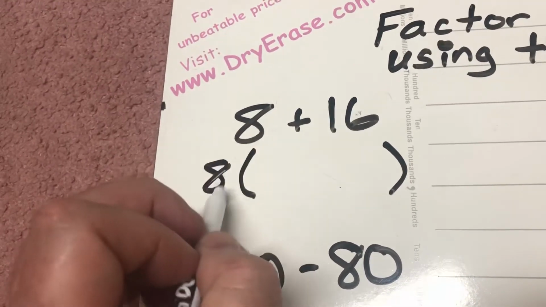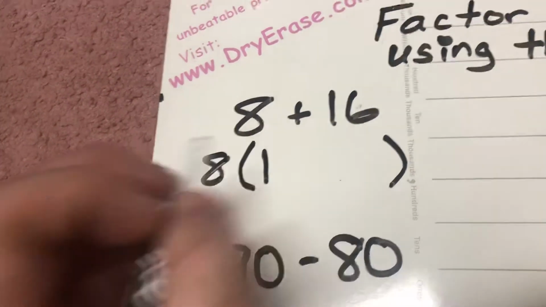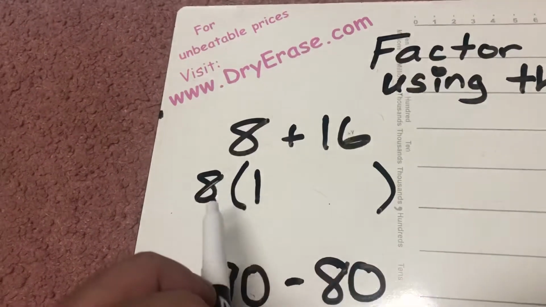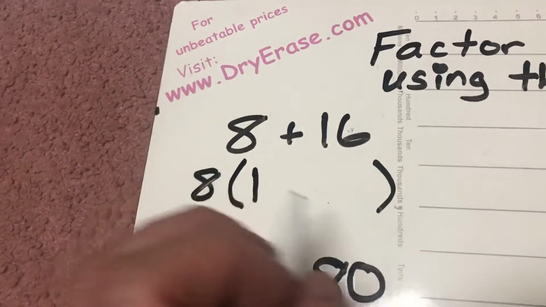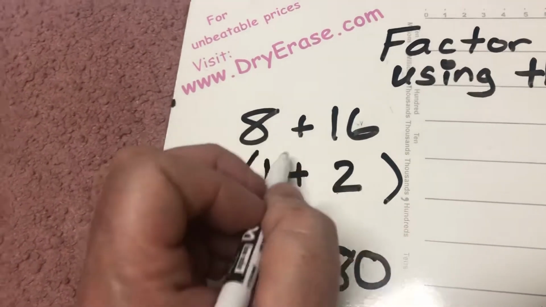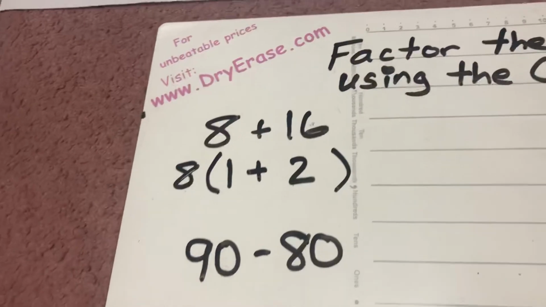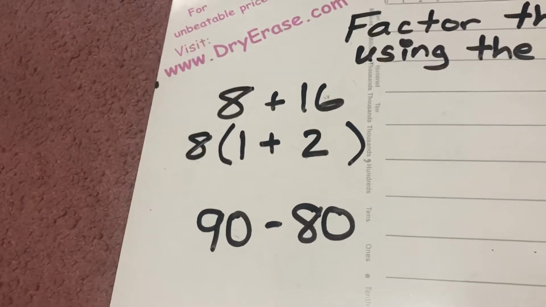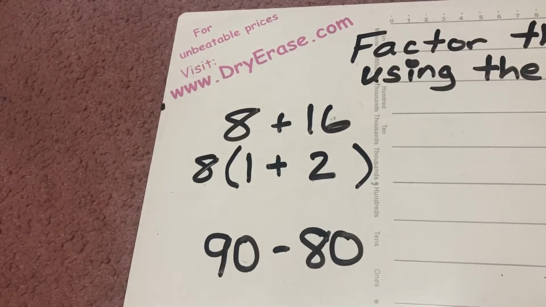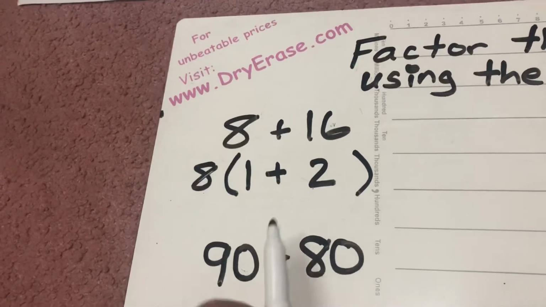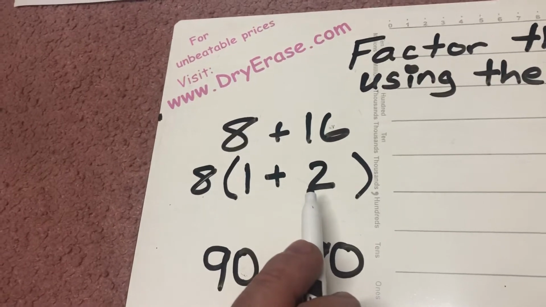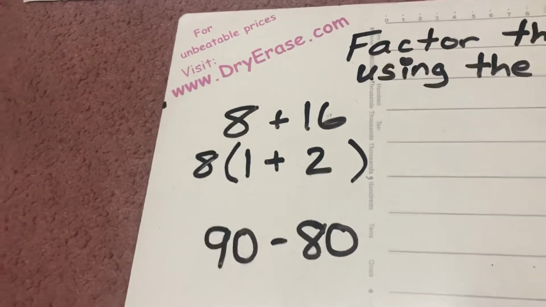Then I think, well, what is 8 divided by 8? Well, 8 divided by 8 is 1. And then I'm going to do 16 divided by 8, and 16 divided by 8 is 2. I'm just going to put a plus sign in here, and that's all you do. And mathematically, if you want to check it, 8 plus 16 is 24. And then I think to myself, well, 1 plus 2 is 3, and 8 times 3 is 24.